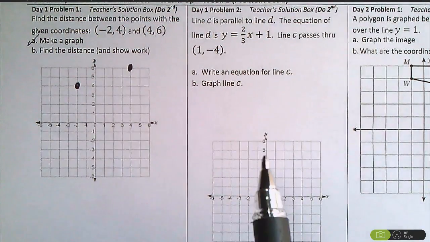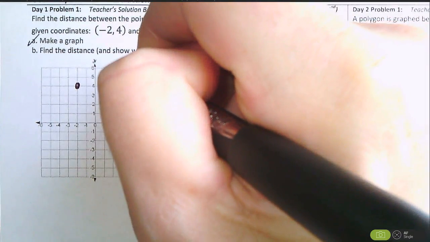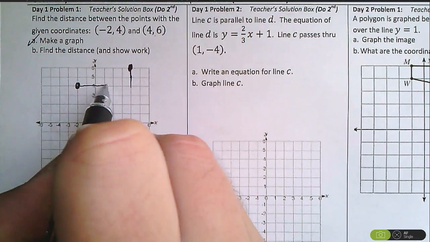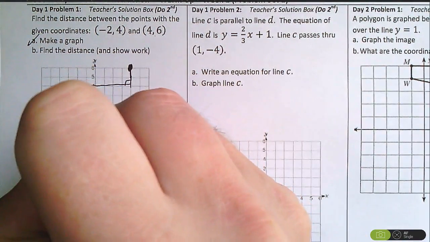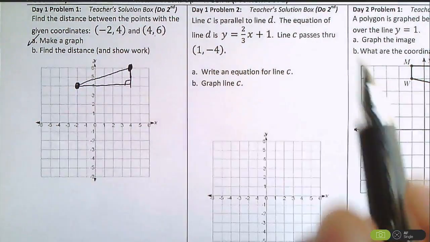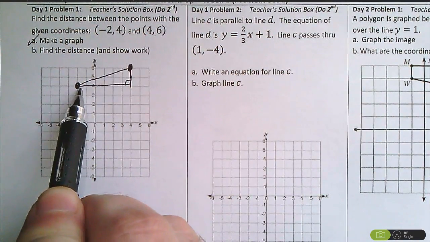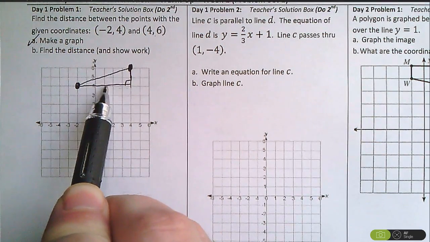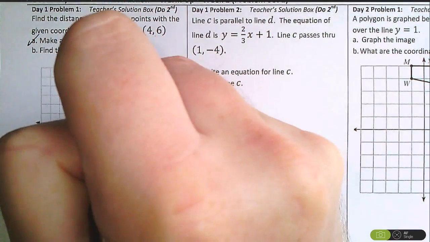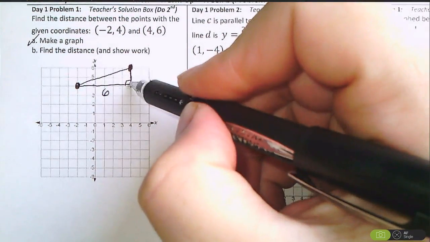Question B, find the distance. One way to do this is to create a right triangle. So draw down from this dot, draw across from this dot, creating a 90-degree angle, and then connect them together diagonally. Then we can find this distance here and this distance here. This is 1, 2, 3, 4, 5, 6 units across, and this height here is 2 units.